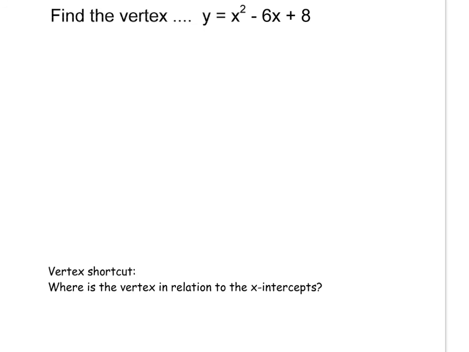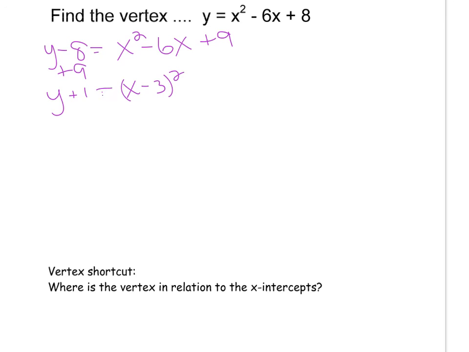Finding the vertex. So when we talk about finding the vertex, there's a couple ways that you can do it. You can certainly rewrite this in vertex form. So you can do y minus 8 equals x squared minus 6x, plus b divided by 2 squared, so add 9, add 9. y plus 1 equals x minus 3 squared. So 3, negative 1 is my vertex.